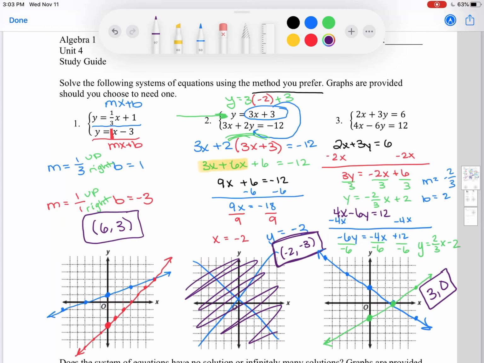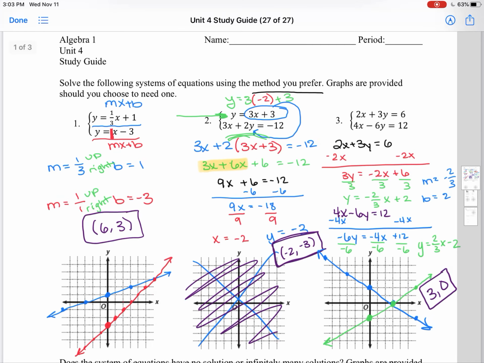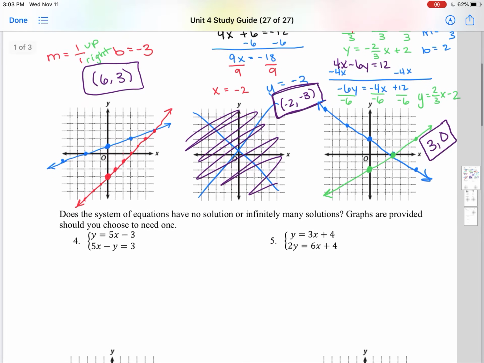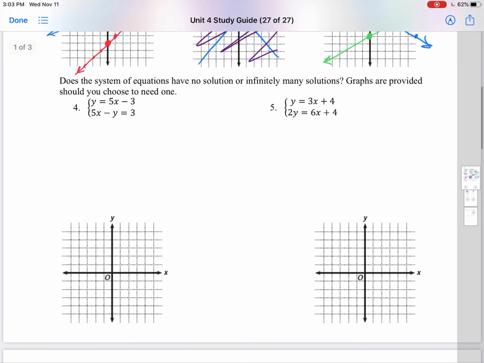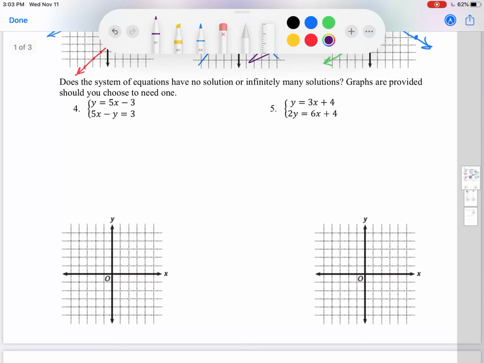The first 3 questions, take a look. They all crossed at exactly 1 point. We didn't graph on question 2. If you graphed on question 2, that's fine. I just chose the substitution method so that we could go over that as well. All right. You can always, always, always graph every single time. So I wanted to provide you pictures so that you can do so.